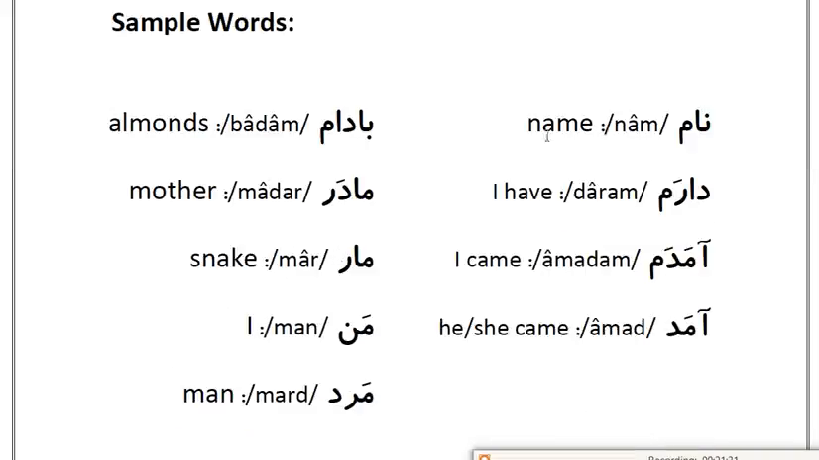Alright, so let's just go to the next part. We have some sample words. You can stop this video now and try to read these words, and later just listen to the way that I read these words. Okay, so now I just read these words that I have. The first one is nom. Nom is name. Next one is daram. Daram is I have. Amadam, I came. Amad, he or she came. Badam. Badam means almonds.